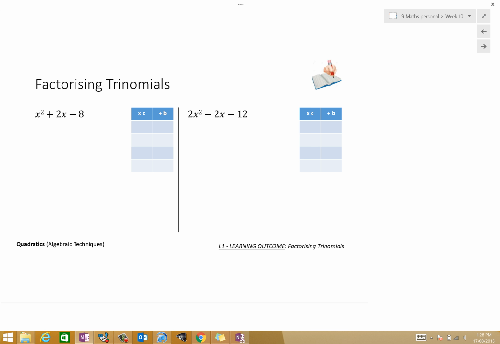I'm very confident that if you can do those, then we're ready to have a go at the exercises without too much more.